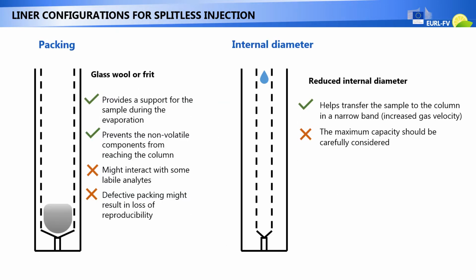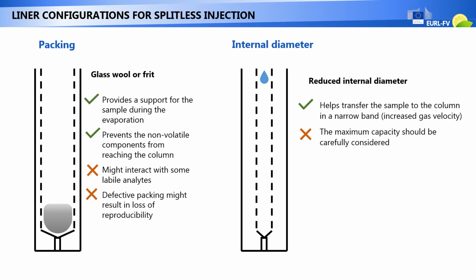There is also the possibility to include glass wool or frit inside the liner as a way to provide a solid support for the sample and facilitate the evaporation, and also to prevent the non-volatile sample components from reaching the column. However, some labile analytes might be lost through interaction with this component, and the packing of the wool could affect the reproducibility. Another feature of liners is their internal diameter.